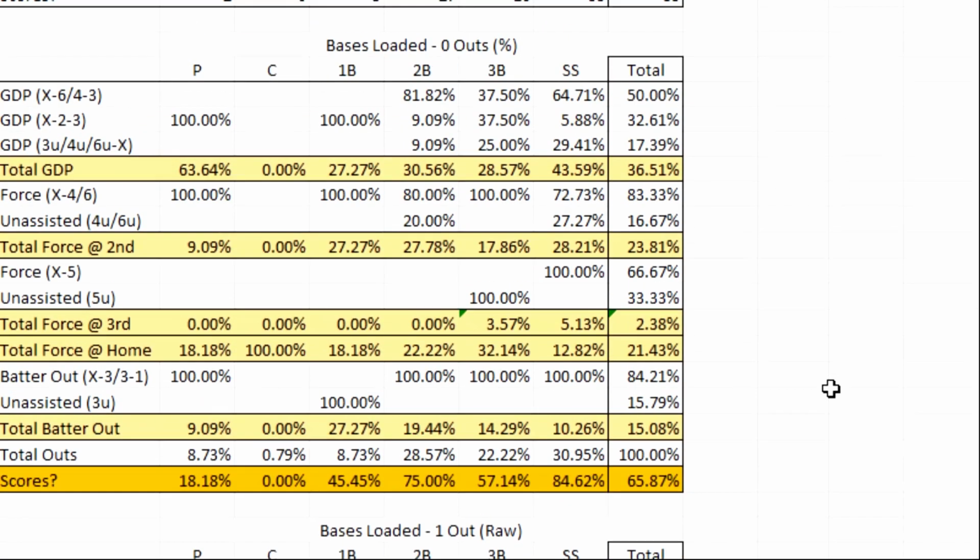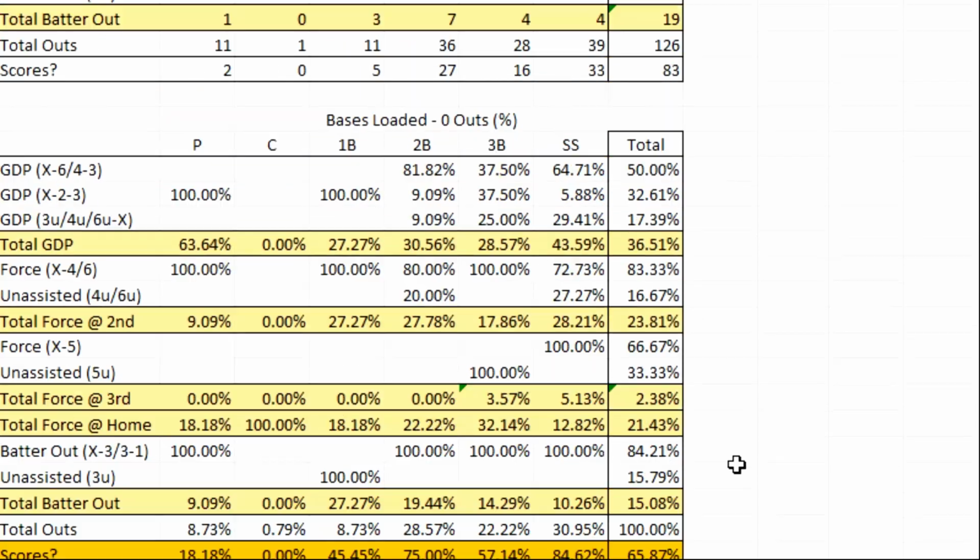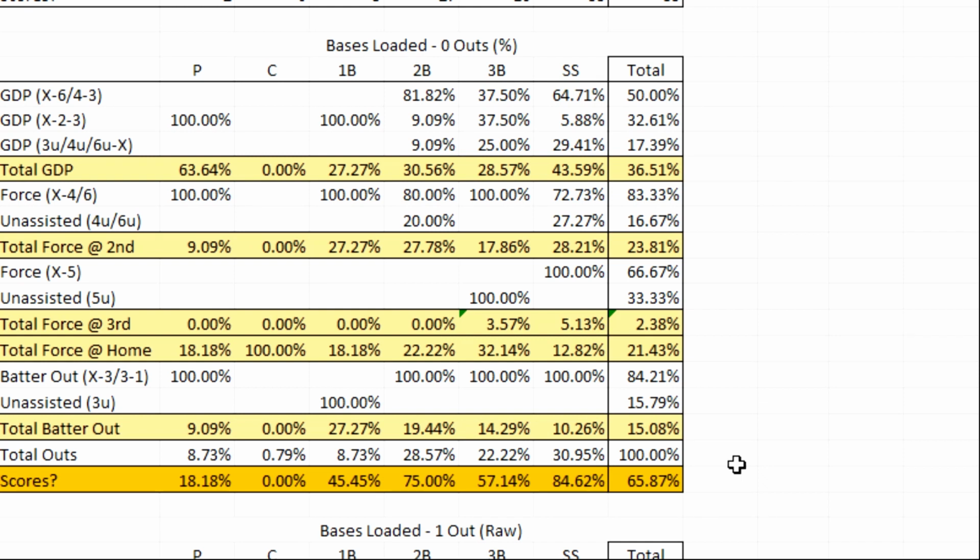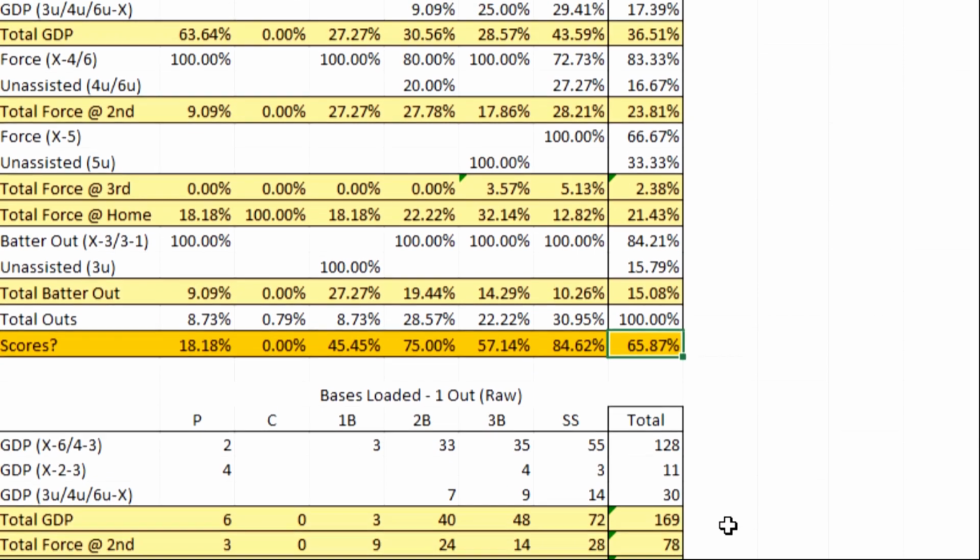That compares to 2/3 of the time with no outs. And again, a lot of that has to do with the added number of double plays to end the inning that prevent that runner on third from scoring. That doesn't happen with no outs. So an extra third of the time, the runner on third is scoring with no outs compared to one.